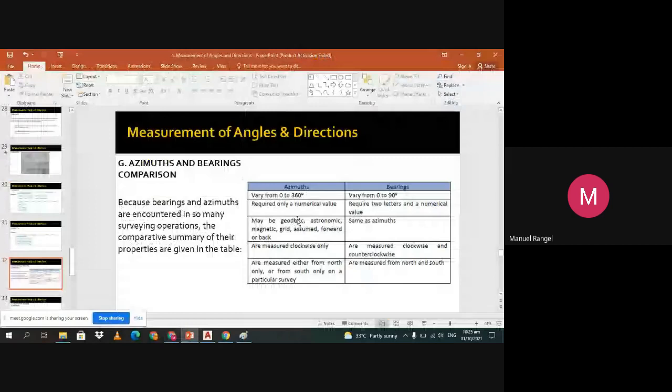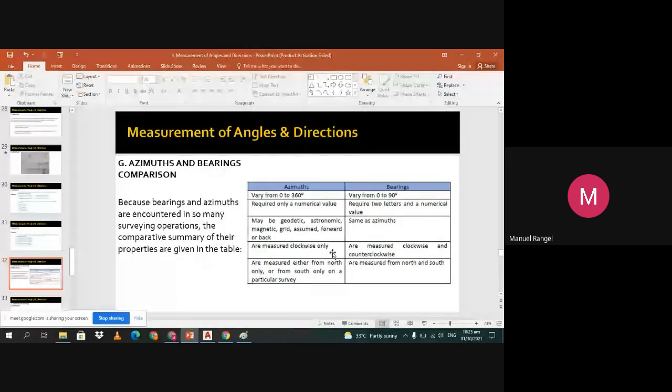So because bearings and azimuths are encountered in so many surveying operations, a comparative summary of their properties are given in the table. So azimuths vary from 0 to 360 degrees, while bearings vary from 0 to 90 degrees lang. So sa azimuths, required only a numerical value, so walay directions. So sa bearings, kinahanglan ang two letters or directions. Sa azimuths, may be geodetic, astronomic, magnetic, grid, assume forward or back. Sa bearings, same as azimuths.